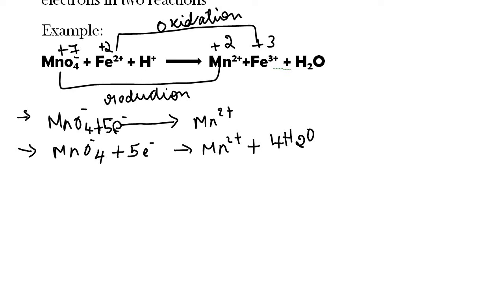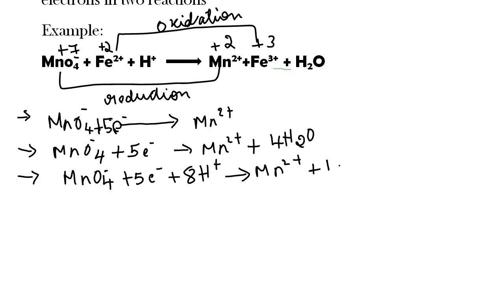After step 3, step 4 is for every extra hydrogen we need to add H plus ions on the opposite side. In 4H2O, 8 hydrogen atoms are there on the right side, so we need to add 8 H plus ions on the left side. We shall write that equation. MnO4 minus plus 5e minus plus 8H plus gives rise to Mn2 plus plus 4H2O. Right. Let us keep it as equation 1.